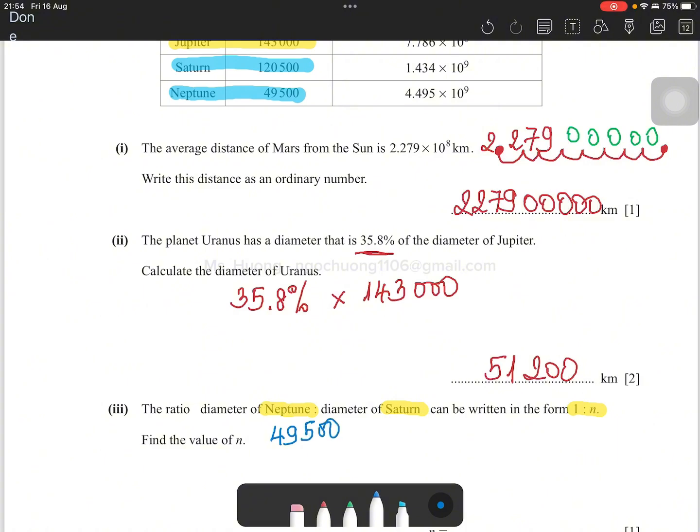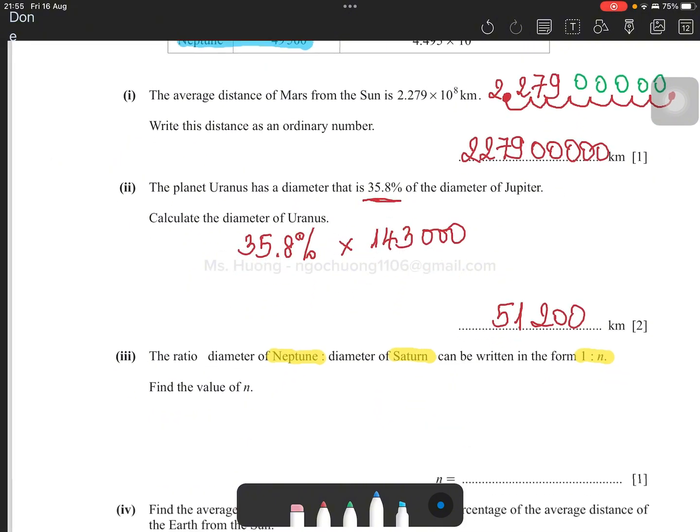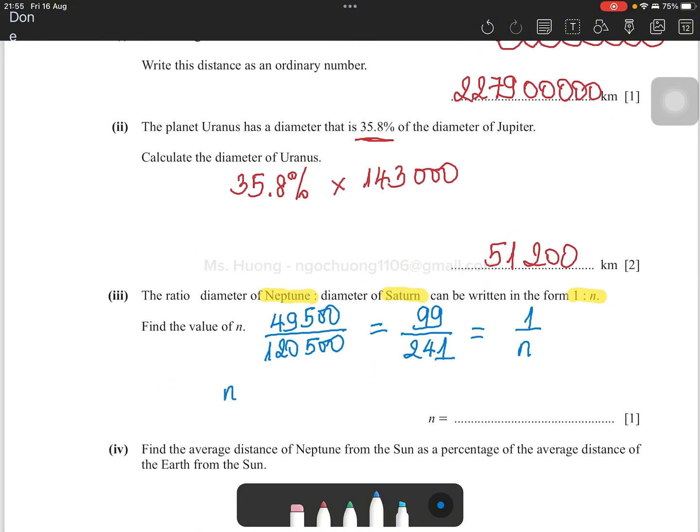49,500 divided by 120,500. We simplify it and we get 99 over 241. And this is in the form 1 to n. So we need to find the value of n. Then for n, we need to find the inverse of 99 over 241. So I flip this, and n is equal to 2.43.